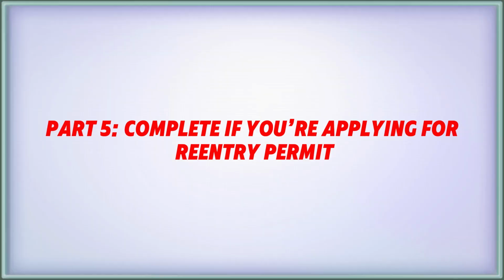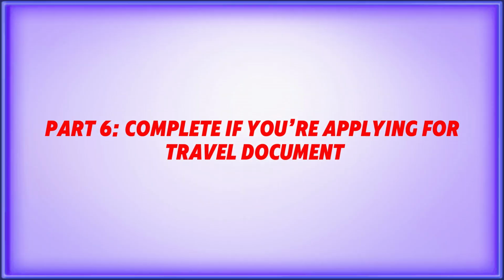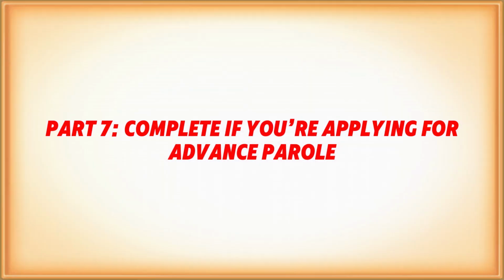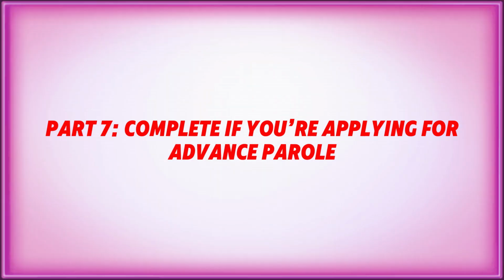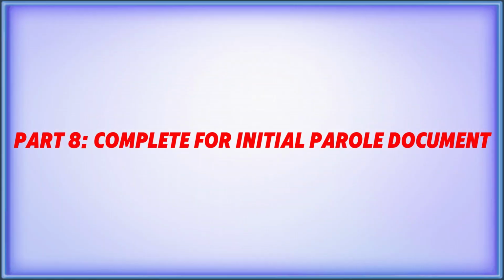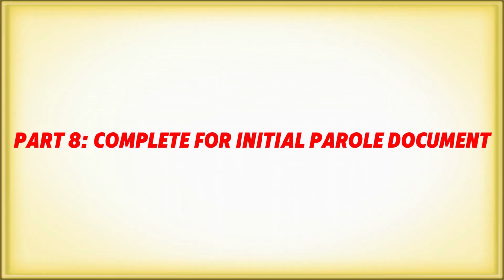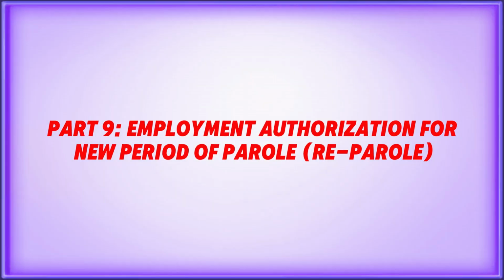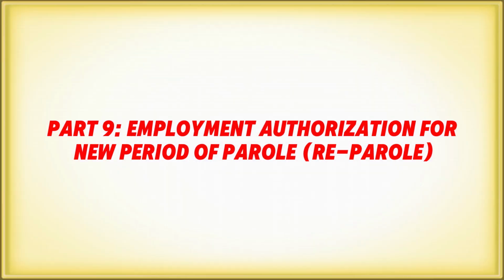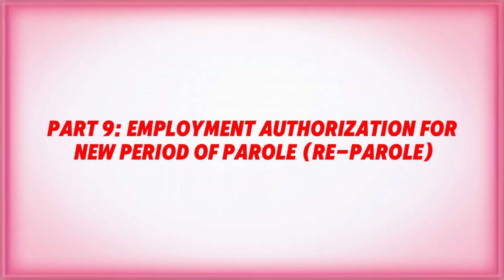Part 5 is completed if you are applying for a re-entry permit. Part 6 is completed if you are applying for a travel document. Part 7 is completed if you are applying for advance parole. That's where you put information about the proposed travel. Part 8 is completed for initial advance parole or parole document. Part 9 is employment authorization for a new period of parole, like a re-parole. If you renew your parole, basically.